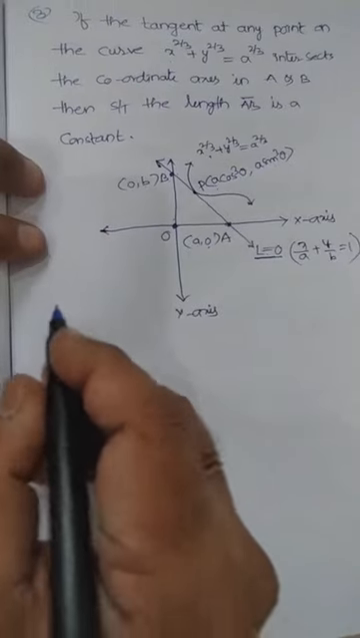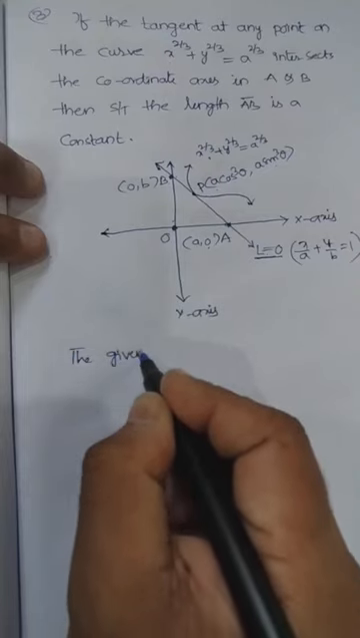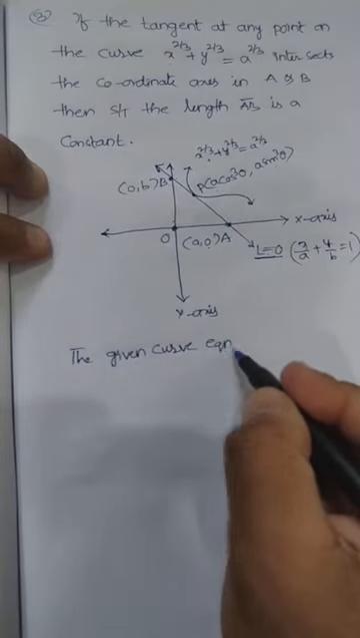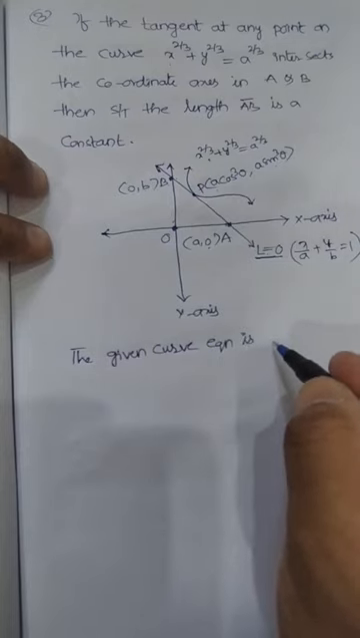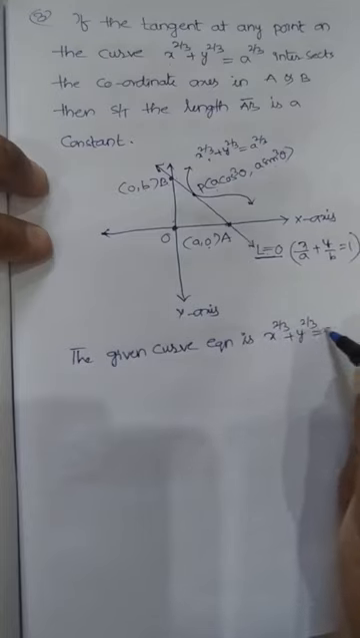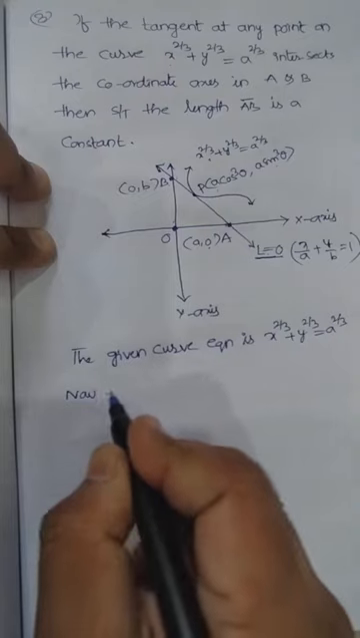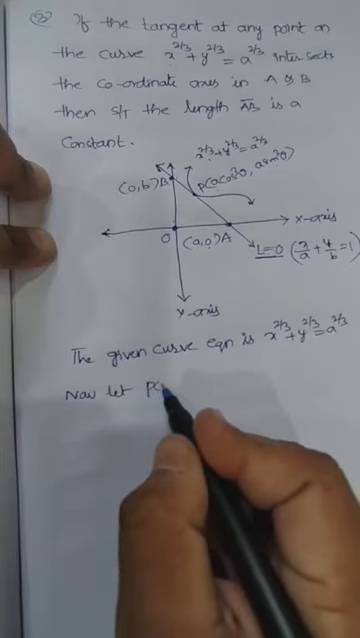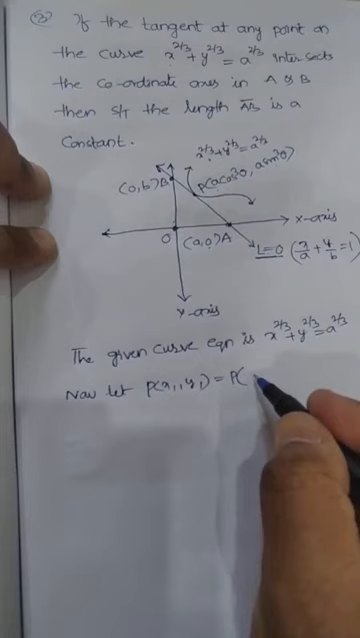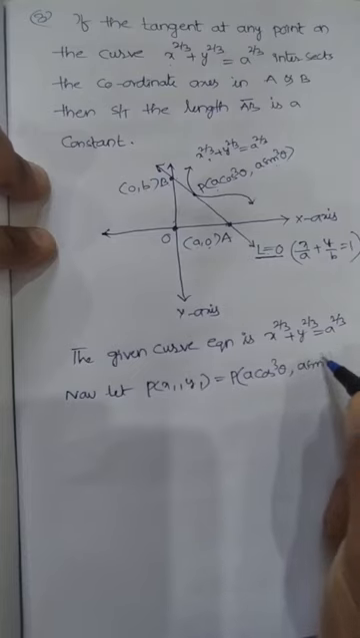Going for the solution, the given curve equation is x^(2/3) + y^(2/3) = a^(2/3). Now let P(x1, y1) = P(a cos³θ, a sin³θ) be a point on the given curve equation.